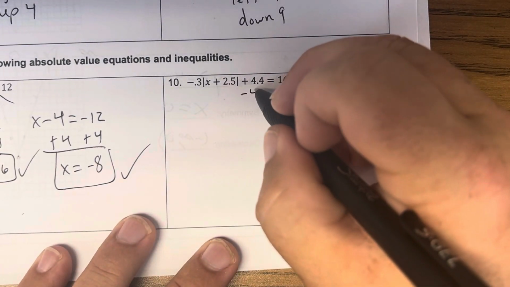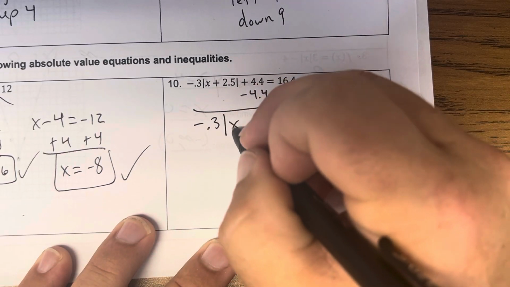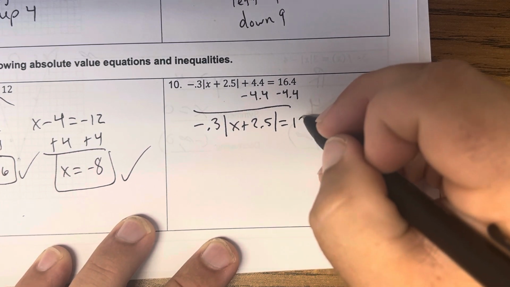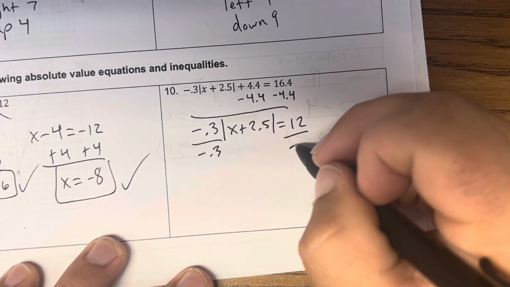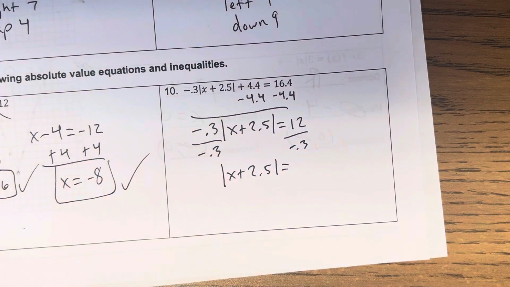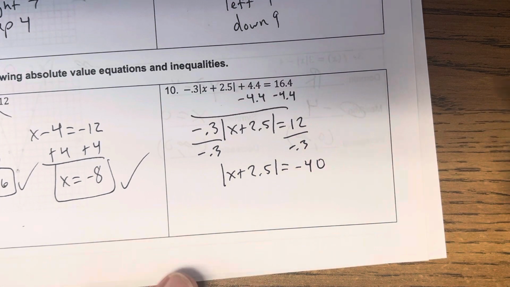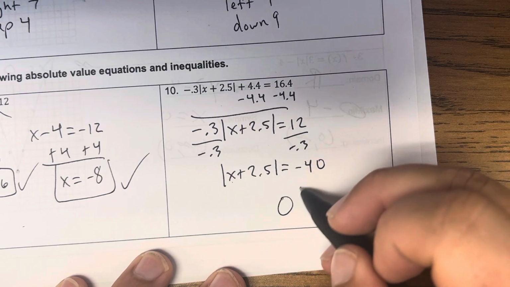All right, so on this one we're going to subtract 4.4 first. So negative 0.3, absolute value of x plus 2.5 is equal to, let's do 12. And then we're going to divide by negative 0.3. So absolute value of x plus 2.5 is equal to negative 40. And because we have the absolute value by itself and a negative on the other side, that's going to be a no solution.